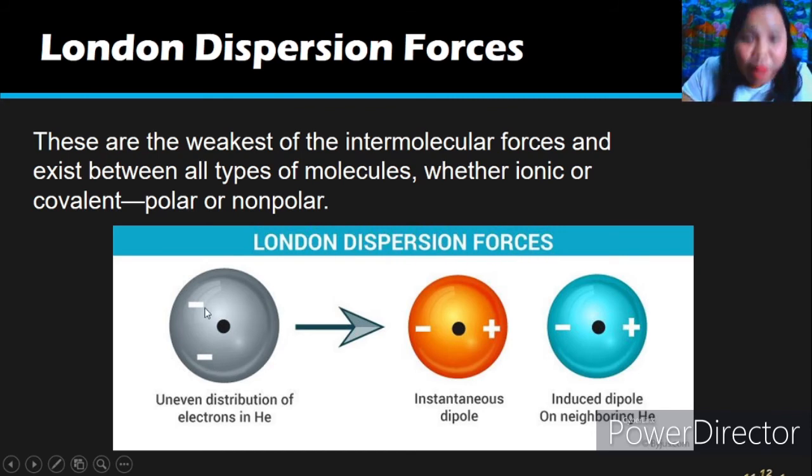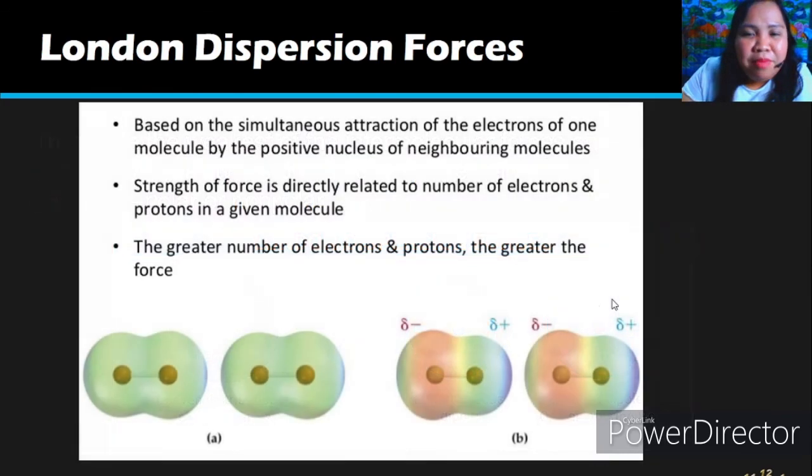Okay, so we know that electrons reside in the electron cloud, right? Okay, sometimes there is an uneven distribution of electrons within that electron cloud. When that happens, that atom will have a temporary charge, a positive side and a negative side. It's because of the uneven distribution of electrons. So when that happens, it has temporary dipoles.